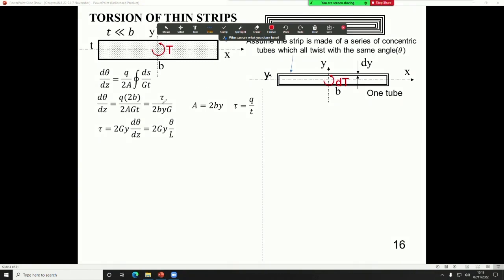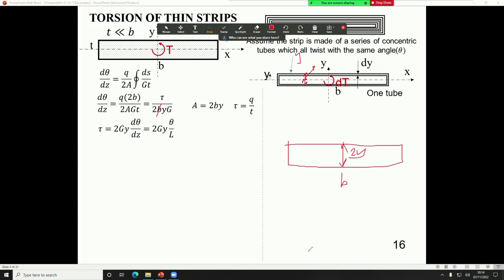Sorry, but can you tell us where the 2b comes from? What do you mean where 2b comes from? All right, okay, this distance is equal to y. This distance is equal to y. And this distance is equal to y as well. So this area is equal to b times 2y. This is a rectangle with the height of 2y and the width of b. Does it answer the question?